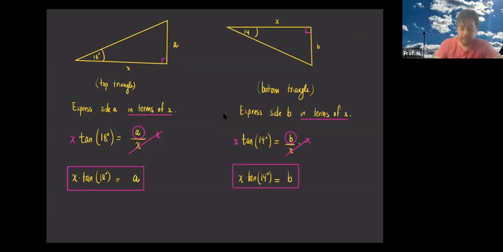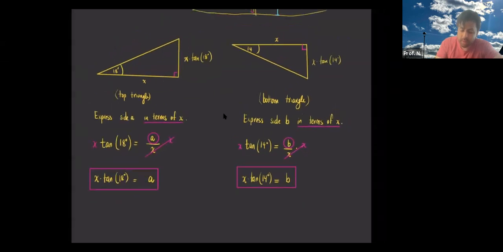So look what I did, guys. I got A by itself here in terms of X. A is actually just X times tangent of 18 degrees. So I can replace this by saying this is X times tangent of 18 degrees. I can just replace it with that. And the same thing goes for the B. I have this X times tangent of 14 degrees.